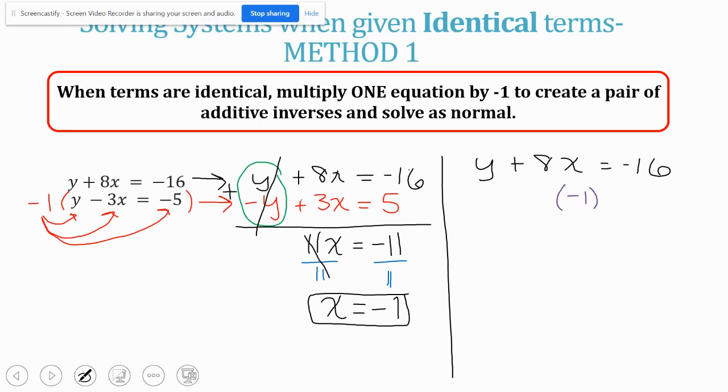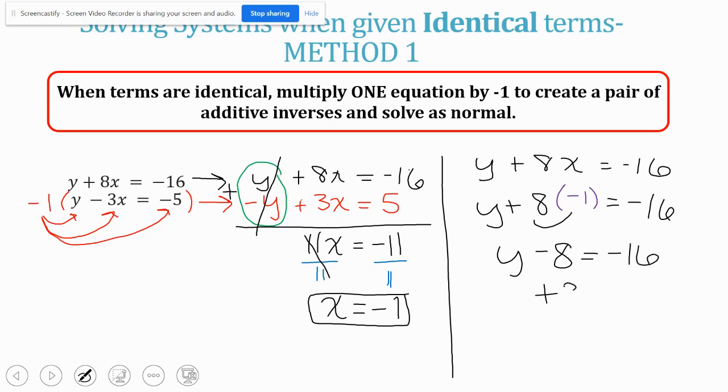And then everything else is going to stay the same. Bring down the y. We don't know what y is. That's what we're solving for. Bring everything else down. Now solve as you normally would. Let's do the multiplication first. 8 times -1 is -8. So when we multiply these, we get -8. Bring down your y equals -16.